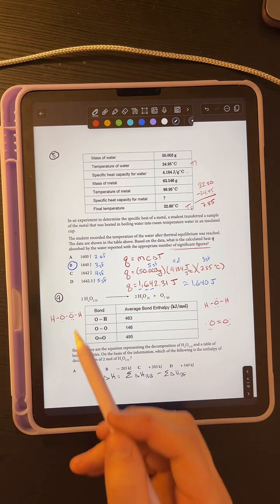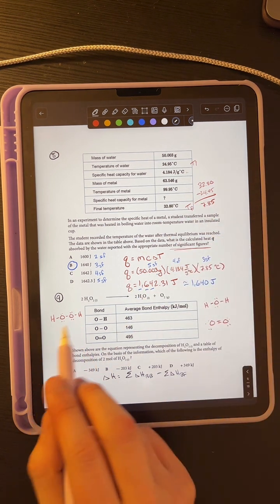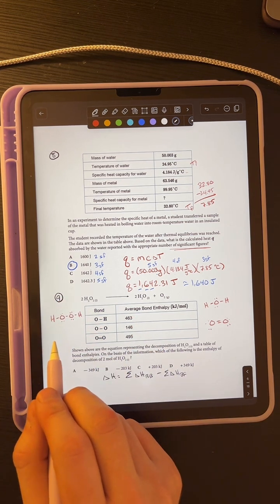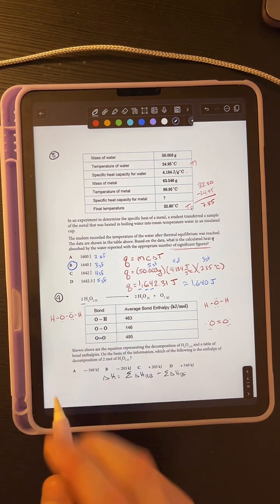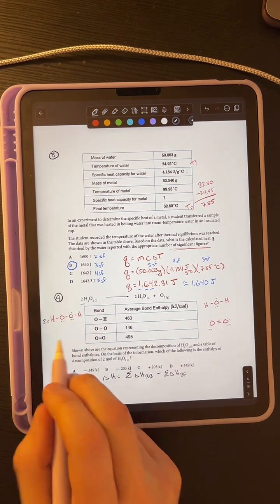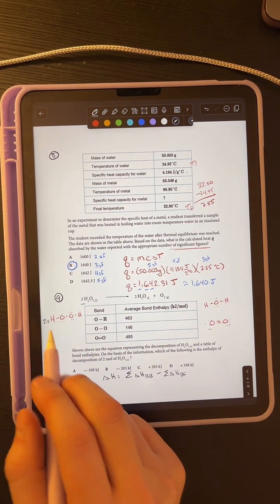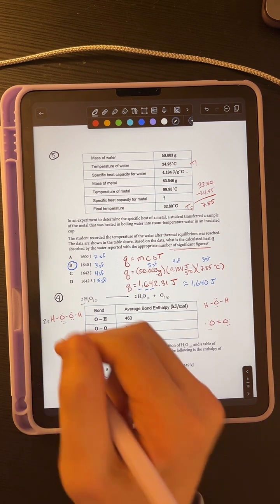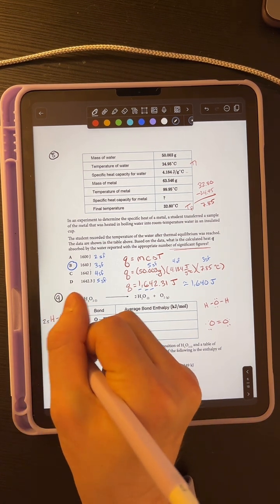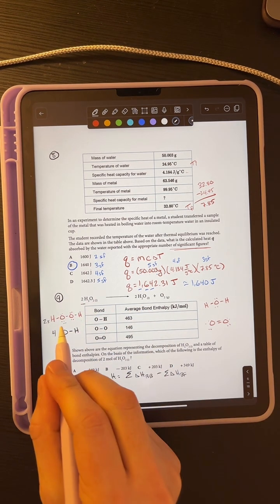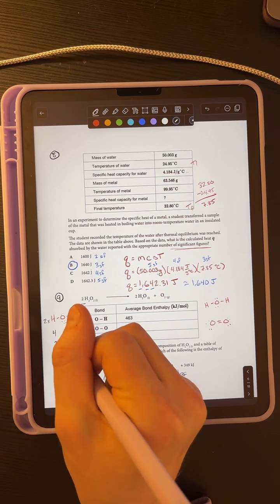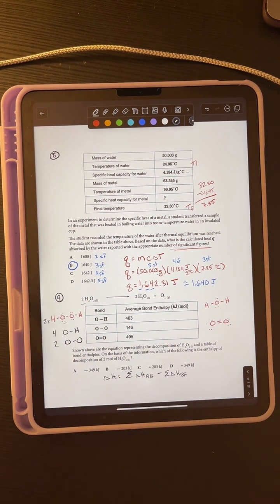Let's see how many bonds we have on our reactant side. Remember, we have two of these as well. So we have 2 times whatever we have. So we have one OH, but we have 2 of those. So 2 times 2 is 4 OH bonds. And then we have 1 OO bond, but that also is 2 because we have 2 of those molecules.